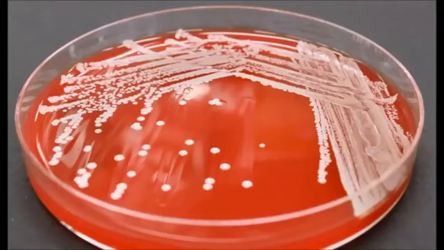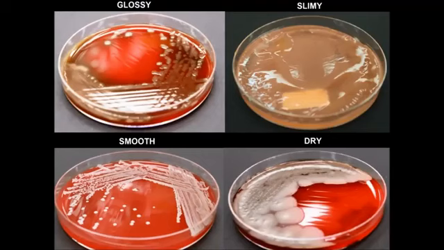The four main characteristics we use to describe bacterial colonies are size, shape, colour, and any other distinguishing features, such as whether the colony surface is glossy, slimy, smooth, or dry.